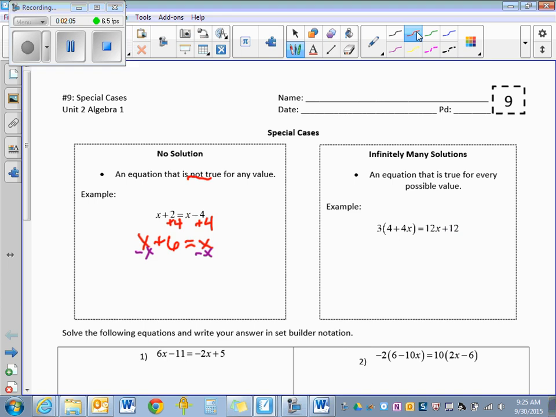Well, notice what happens. What is x minus x? 0. Those cancel, so I have 6. And then what's x minus x? 0. So I get 6 equals 0. Is that a true statement? Does 6 ever equal 0? No, this is not true. So we put a line through it there. That means does not equal 0. And thus our answer is no solution.